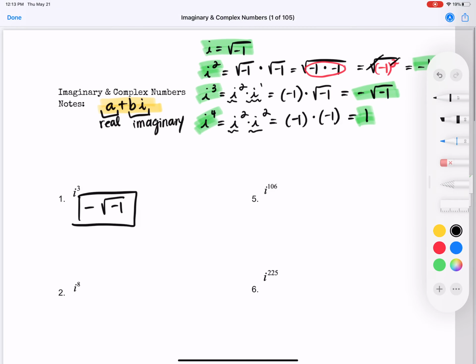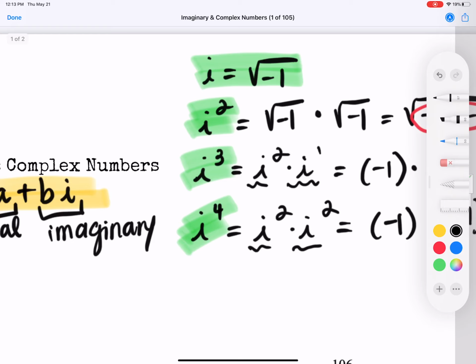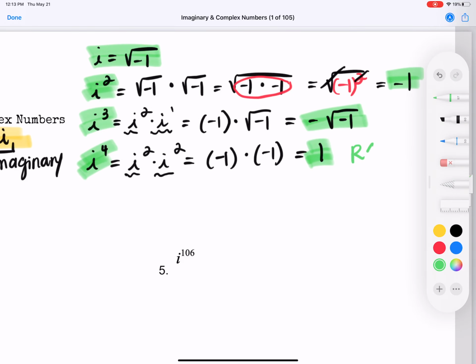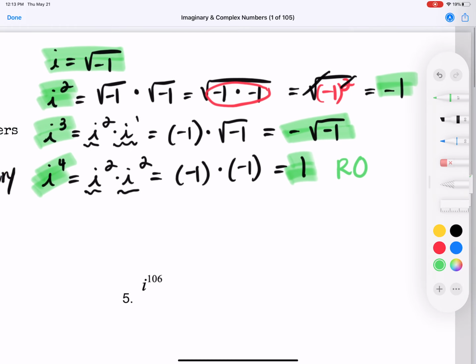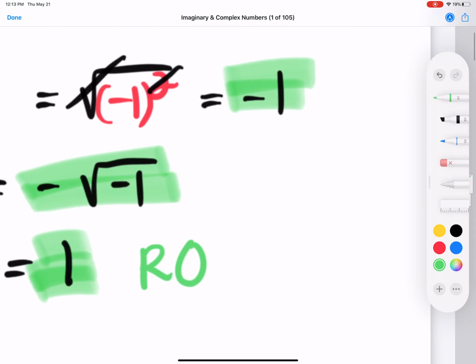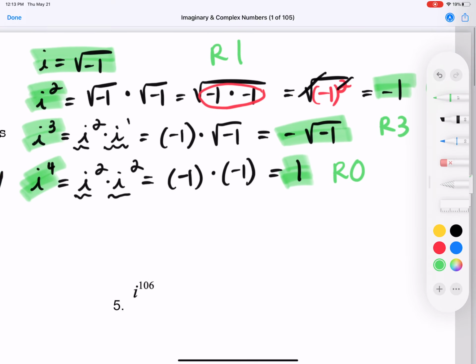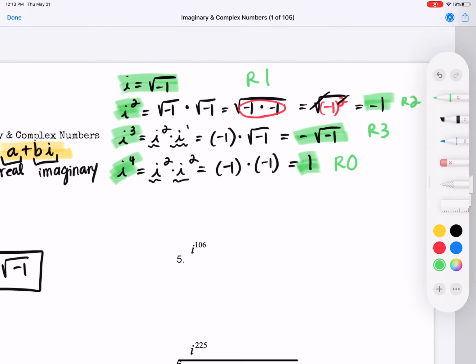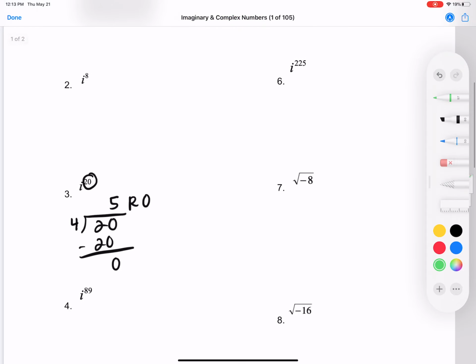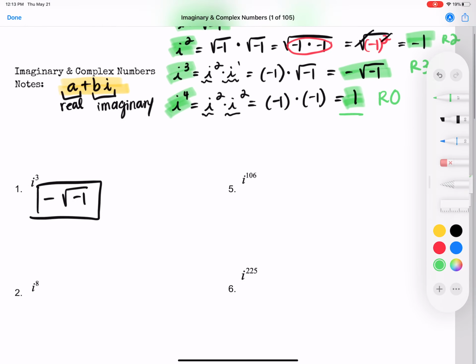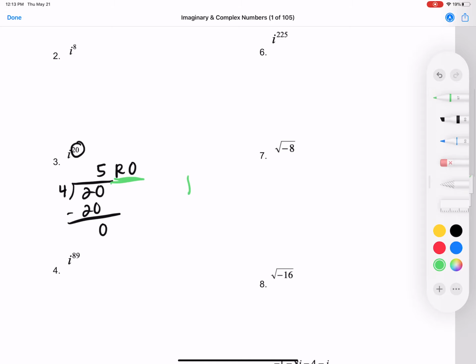Now, here on our table, this is how you can read this. Okay, so on our table, if you have a remainder 0, this is like looking at i to the 4th. That's going to be remainder 0. If you have a remainder 1, that's going to be like i to the 1st power. If you have a remainder 2, that's going to be like i to the 2nd power. And then a remainder of 3 would be i to the 3rd power. You can't have a remainder of 4 since you're dividing by 4. Okay, so because I have a remainder of 0, then it's going to be the same thing as i to the 4th, which we know is 1. So my answer here is 1.